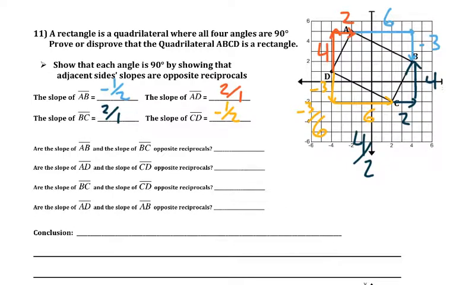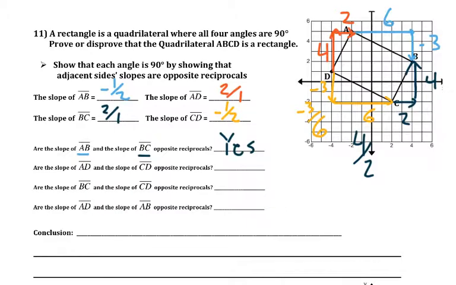Now we're going to compare them to see if they're opposite reciprocals. So first we're going to compare the slope of AB and the slope of BC. Are these opposite reciprocals? Okay, so AB is negative 1/2. BC is 2 over 1. So opposite, remember, opposite is the sign, so negative, positive, so they're opposites. Reciprocal means we're flipping that fraction over. So we have negative 1/2 and positive 2 over 1. So this would be yes, they are opposite reciprocals.